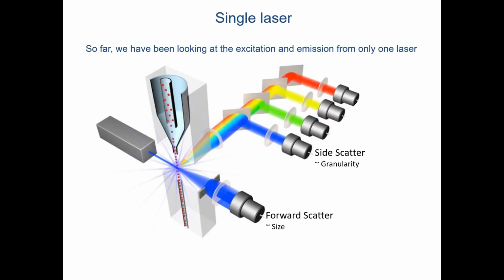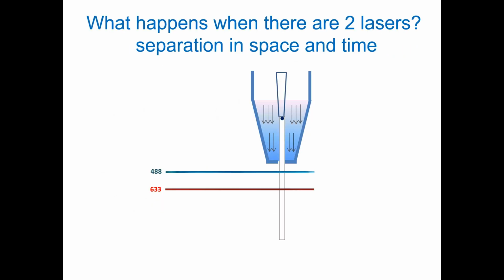Up until now, we've only been looking at the light emission from a single laser. Let's look at what happens when there's more than one laser. The lasers are separated in space, focused at different points vertically on the stream. The cell is coming down the stream and first goes through the 488 laser. The fluorochromes that are excited by the 488 fluoresce, and the emission is sent to the light detectors.